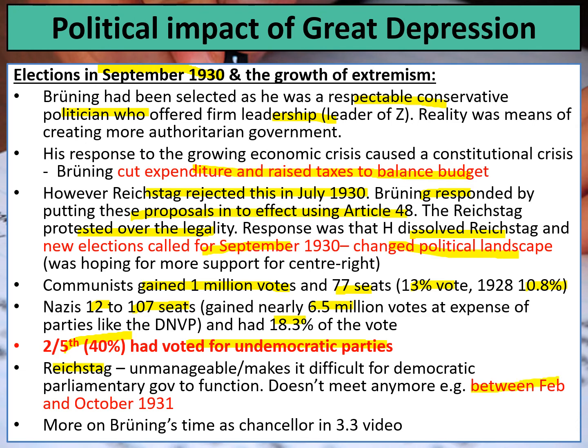between February and October 1931, as it's essentially pointless at this time, especially because now you have a lot of Nazis that are able to go to the Reichstag, they can disrupt proceedings, and they were quite well known for doing that. If you want to know more about Bruning's impact as Chancellor, you can look at that in the 3.3 video.